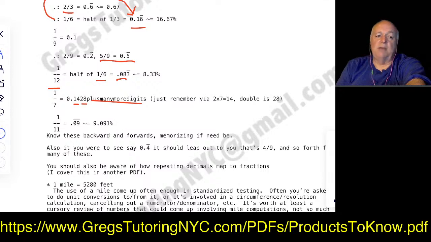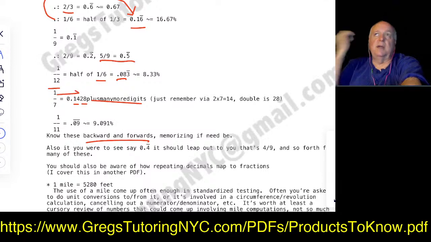1/11 is 0.09 repeating. So 0.09, 0.09, 0.09 again. So memorize these backwards and forwards. Don't just memorize that 1/7 is 0.1428. When you start seeing that in an example, think, oh, that's probably 1/7, right? When you see 0.4444, oh, that's probably 4/9, right? This is the kind of fluidity and mastery of the numbers that you guys should have.